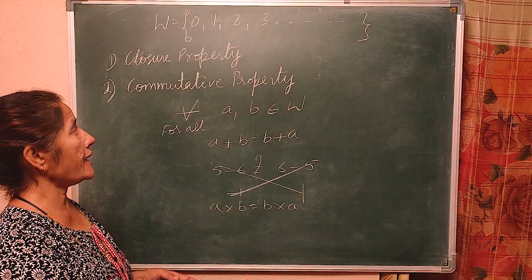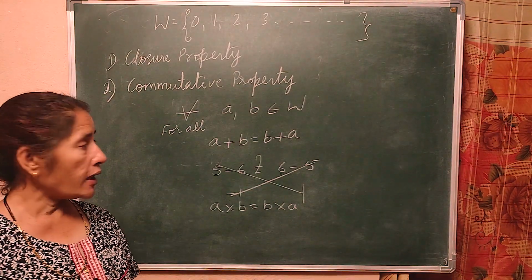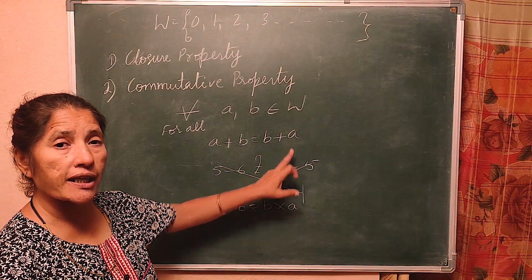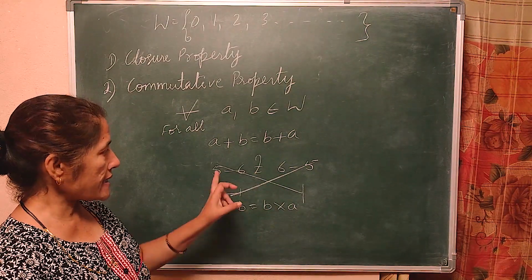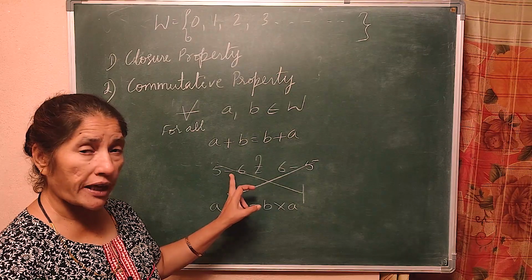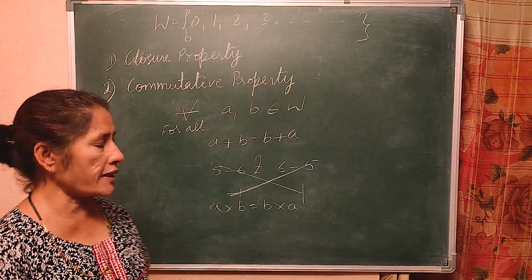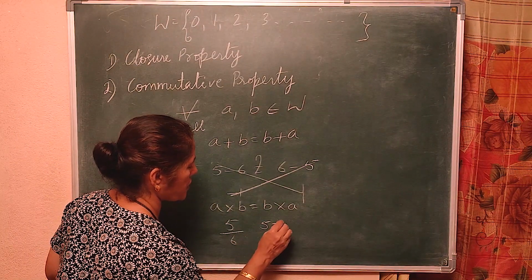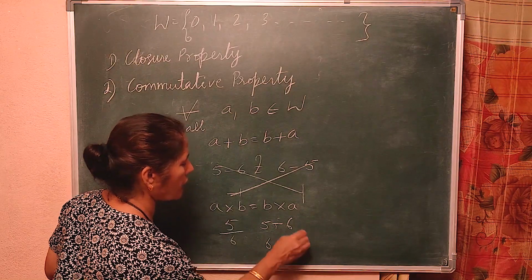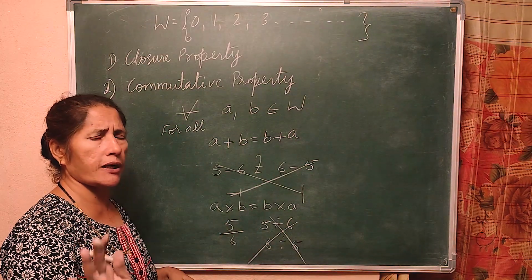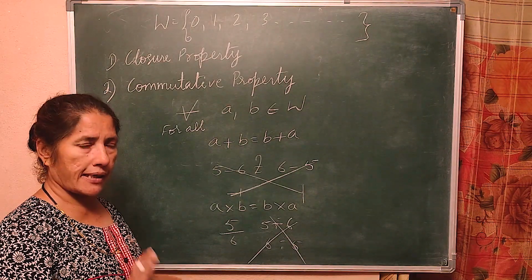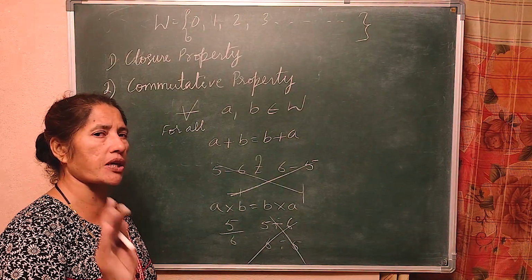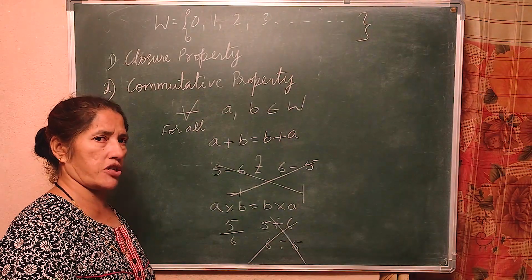So I can say the set of whole numbers satisfies the commutative property with respect to addition and multiplication. Is it true with subtraction? No. Now what about division? What is 5 divided by 6 and 6 divided by 5? Are they equal? No, they are not equal. So I can say the commutative property holds good with respect to addition and multiplication, but never with subtraction and division.